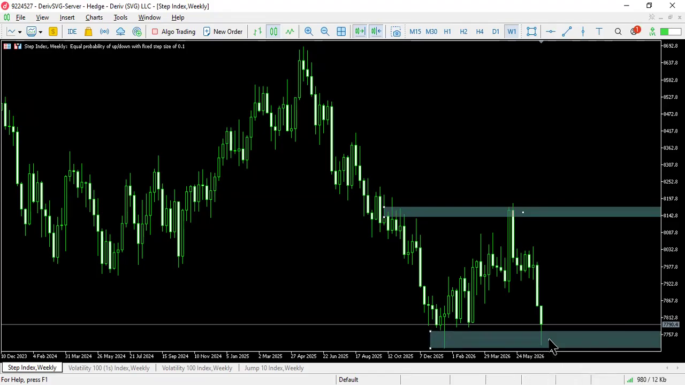Therefore, our bias is still bearish from the weekly time frame. Our sellers are still going to be looking for selling opportunities, until we see at this level a change of character, and then we'll change our bias, because step index is usually bearish.